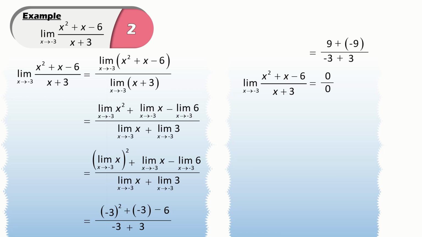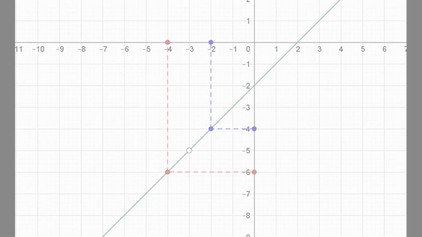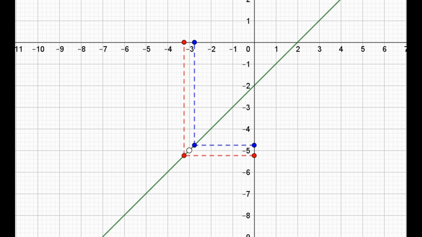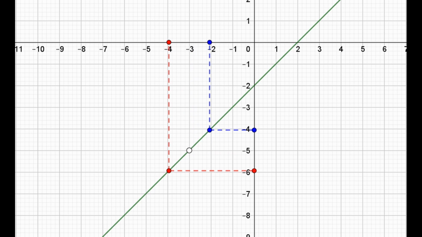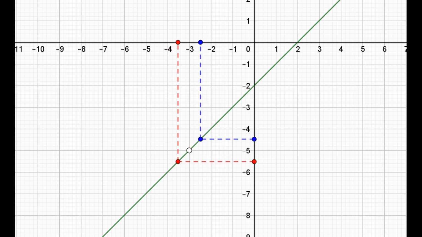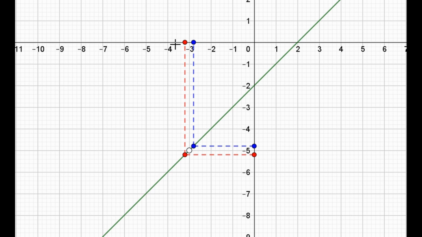Similar to the first example, let's observe its graph. Observe that the function is a line with a hollow point at x equal to negative 3. This means that the function is undefined at x equal to negative 3. Pause this video and observe what the limit of the function is as x approaches negative 3, or what number the function is approaching when x is approaching negative 3. The graph is clearly showing us that the limit of the function from the left and from the right is negative 5.